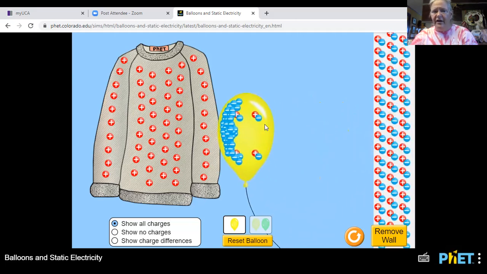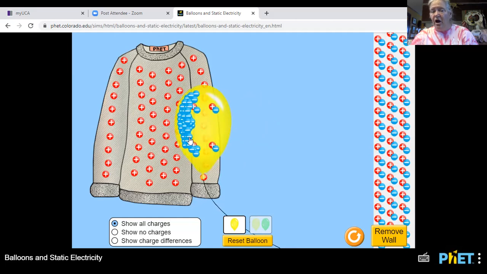Or if I bring it over here, it will be attracted to this sweater because the sweater is now positively charged and the balloon is negative. And because both of these things are insulators, the charges can't leave, they're stuck there. So the balloon is going to stay negatively charged until we discharge it physically somehow.